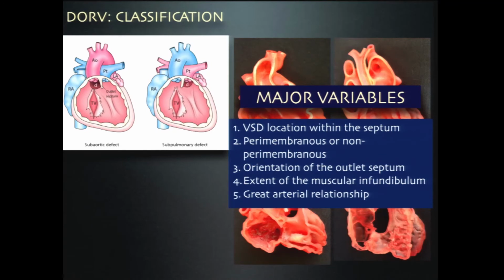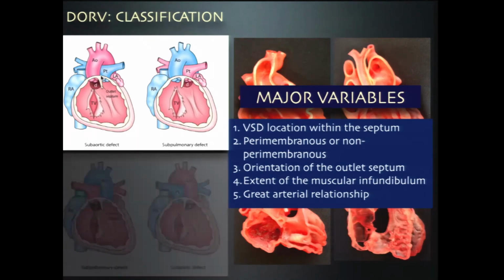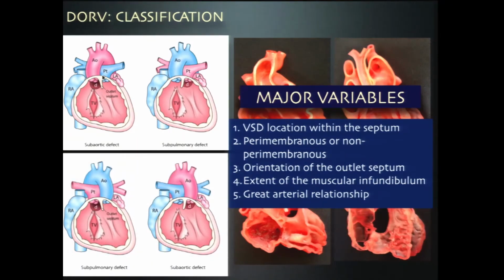In terms of great arterial relationship, this is the subaortic defect and this is the subpulmonary defect. I simply flip the aorta and pulmonary trunk like this. Okay? And then with the same internal cardiac anatomy, all of a sudden this VSD becomes subpulmonary, and all of a sudden this becomes subaortic, in contrast to usual cases. Therefore, we also always need to know the great arterial relationship.